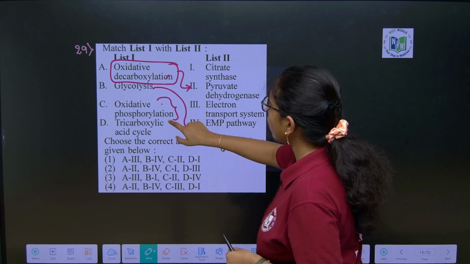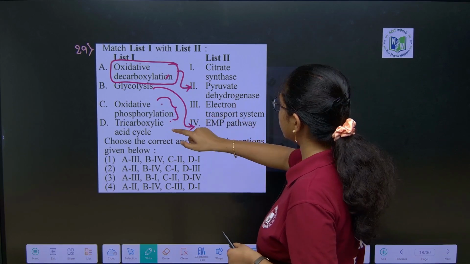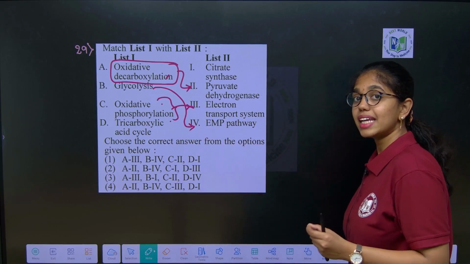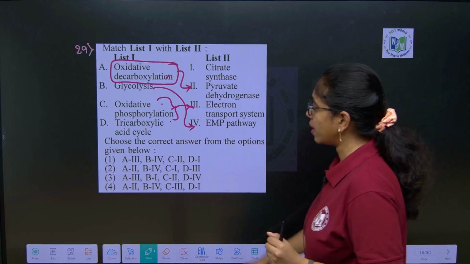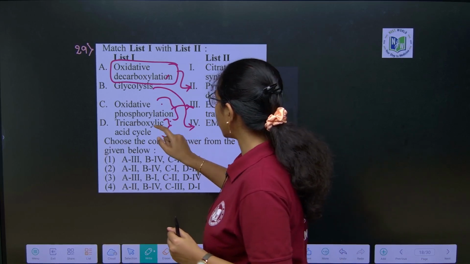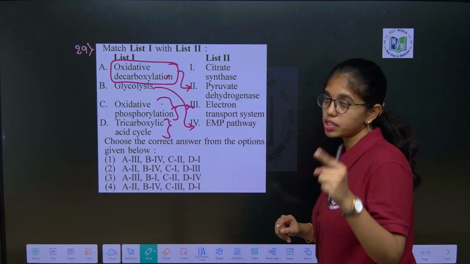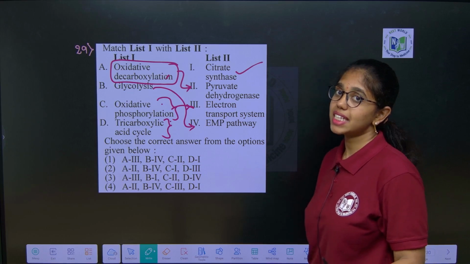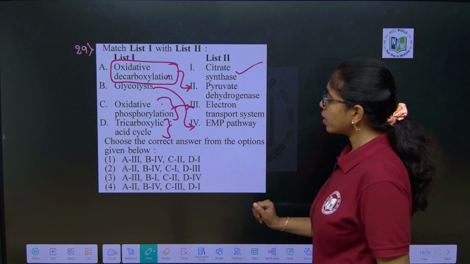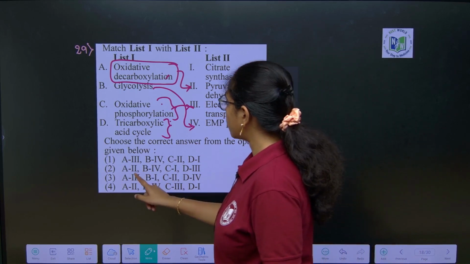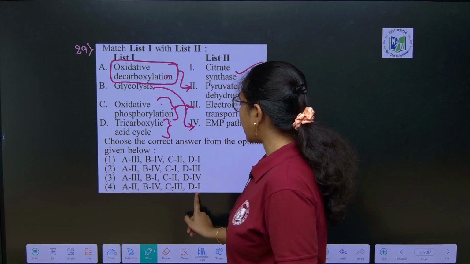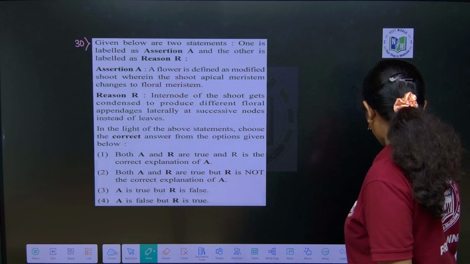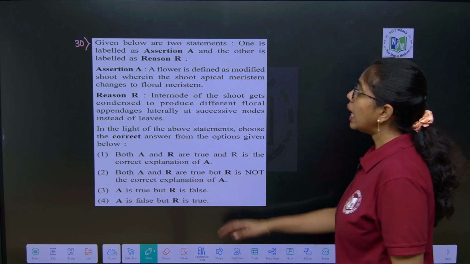Here oxidative phosphorylation, that is ETS, electron transport system, takes place in the inner mitochondrial membrane. Tricarboxylic acid cycle, that is TCA cycle, the very first enzyme in that is citrate synthase that will synthesize citric acid. Okay. So, here what is our answer? A2, B4, C3 and D1, option 4 is the correct answer. Clear, Nana?